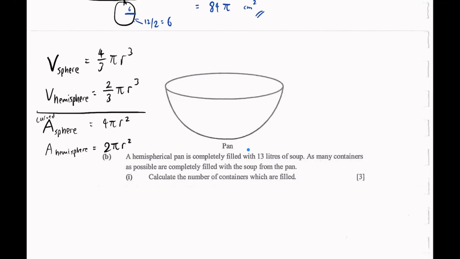Then for the hemispherical pen, they tell you it is completely filled with 13 liters of soup. As many containers as possible are completely filled with the soup from the pen. Calculate the number of containers which are filled. So the container is referring to the previous container. That means we need to calculate the volume of the container first, from part A.